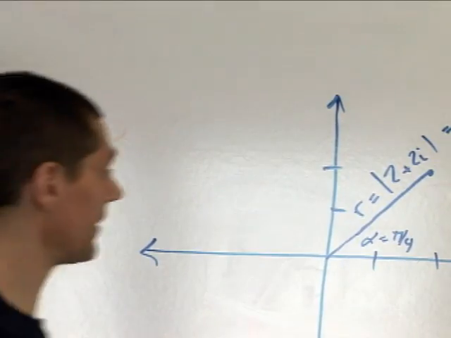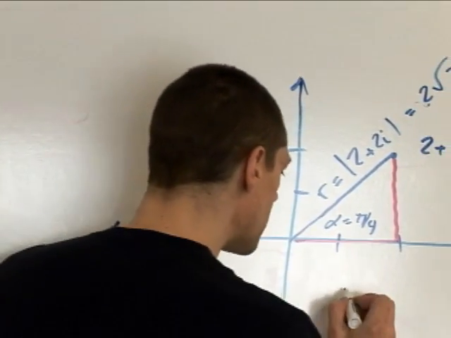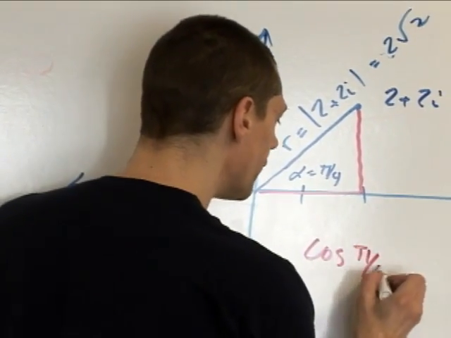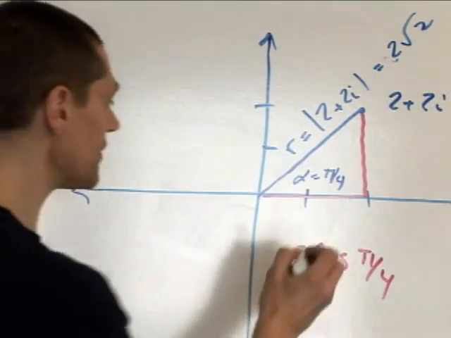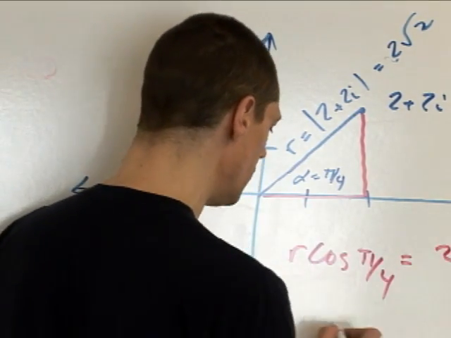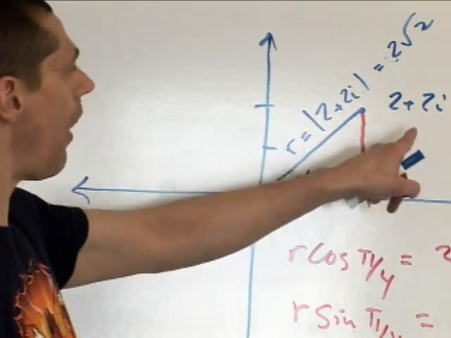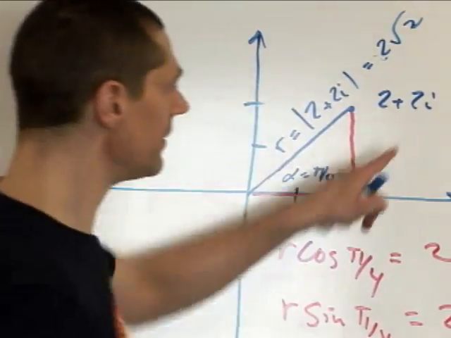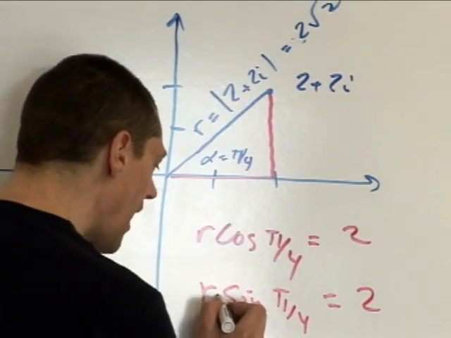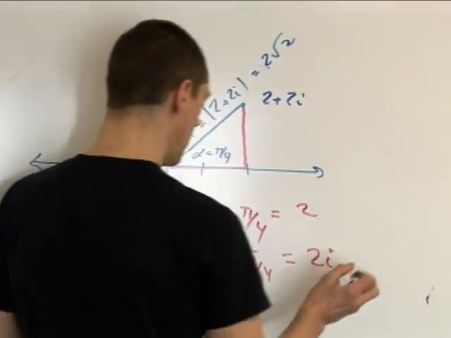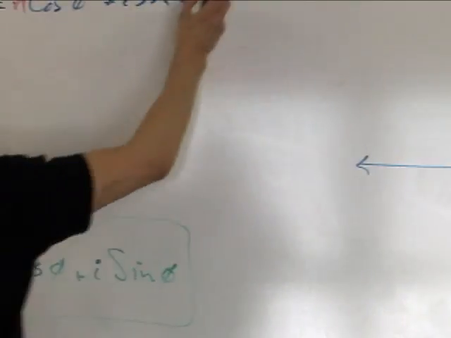Oh my goodness, we're running out of time so fast. We're going to have to switch up here pretty fast. Well, what did we figure out? We figured out that r times the cosine of pi over 4 was equal to the x component, which is 2, and r times the sine of pi over 4 was equal to the y component, which was 2, but it needs to be 2i. What we need to do is write this as r times i sine theta to get 2i. So in general, r e to the i theta equals r cosine theta plus i sine theta.